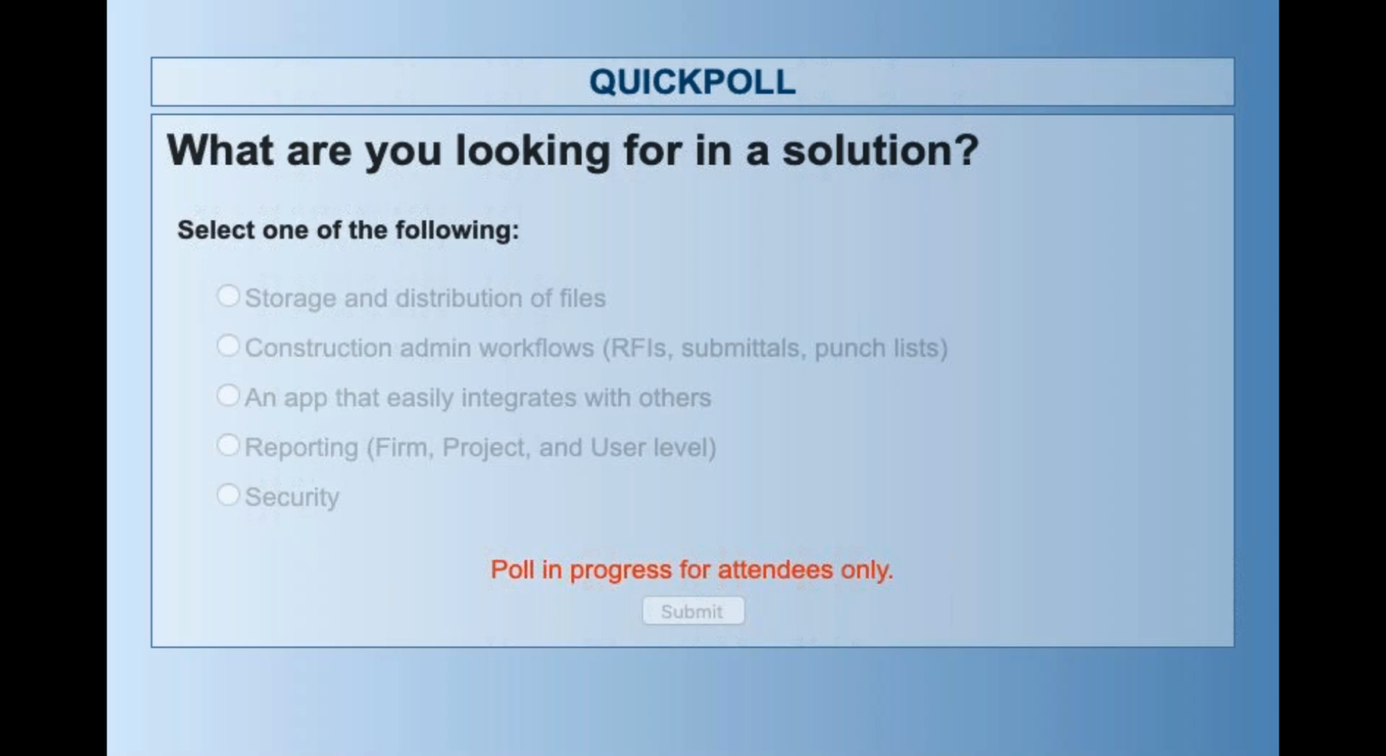What are your thoughts on all of those? What is your priority? What are you really looking for? What is the main feature, the main goal that you have for choosing that construction management software? We've got about 7 more seconds left to the poll. And it's kind of an overwhelming response for construction admin workflows, the RFIs, submittals, punch lists, the tools to manage your project.